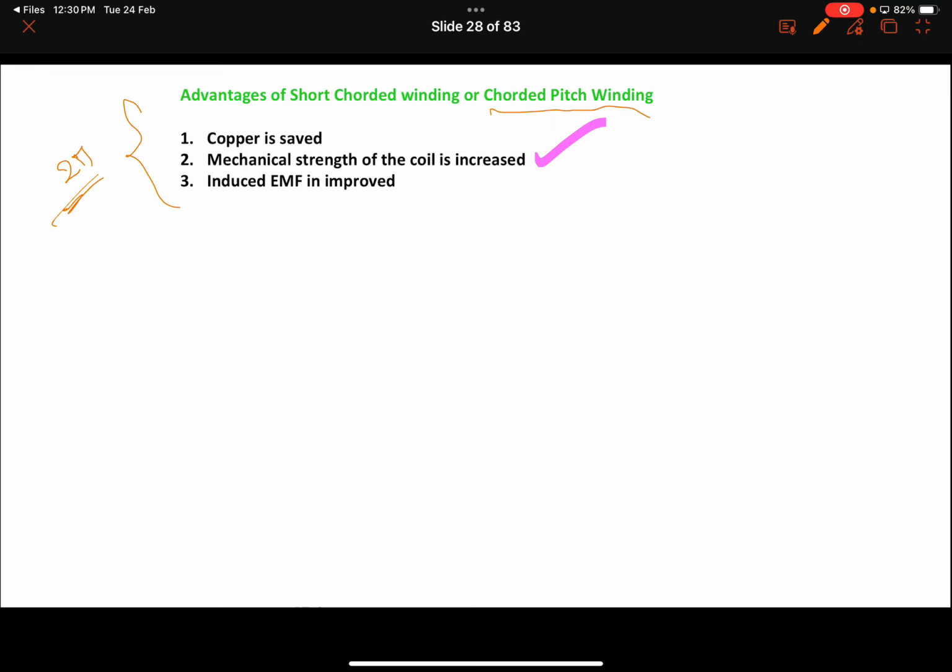Mechanically, it is more balanced here. And the induced EMF will be reduced here. The amount of induced EMF will be reduced, not increased.